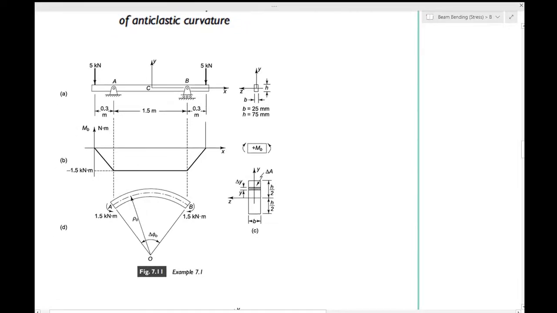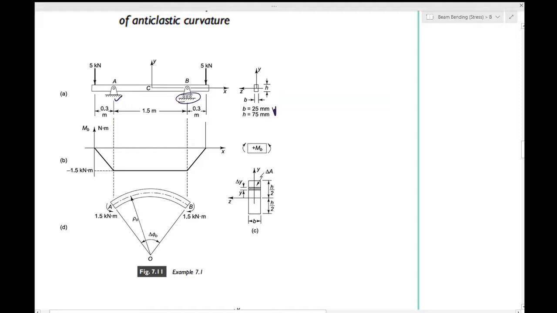Okay, so we will discuss example 7.1 now to apply the concepts which we have learned in the previous class. You have a steel beam of 25 mm width and 75 mm deep. It is pinned to supports at points A and B, where the support B is on rollers. Okay, this is on a roller and it is free to move horizontally.